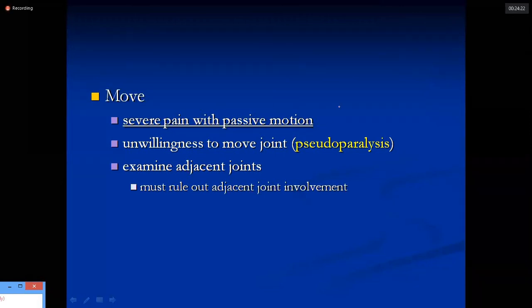In contrast to acute osteomyelitis, where some amount of motion within the joint may be possible, here no passive motion will be possible because of the severe pain. We also have to remember, as we have already said, that septic arthritis may be concomitant with adjacent osteomyelitis. So we also have to examine the nearby bone or the metaphyseal area, and also other joints in the body, sometimes in case of septicemia.